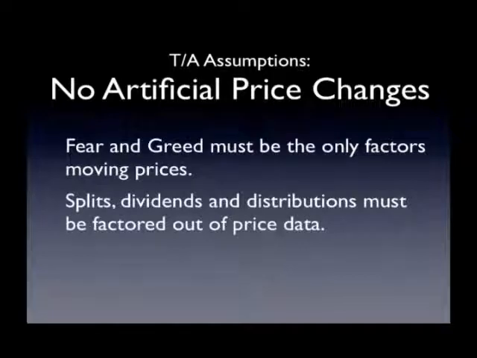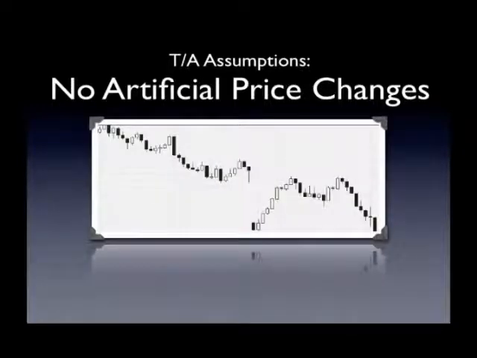Second assumption that technical analysts make is that there's no artificial price changes. By artificial price changes, we mean changes that are created by an entity other than the market. So what entity can change a price other than the market? It turns out the company can. The company can declare a split, can declare a dividend or a distribution. Those kinds of things will have an immediate effect on the price, typically cause a gap to appear on the chart, like you see here.